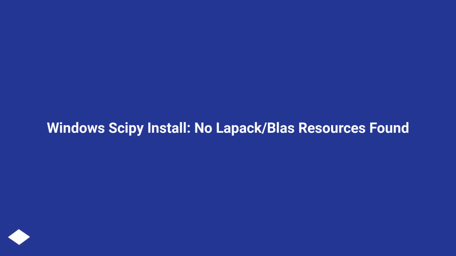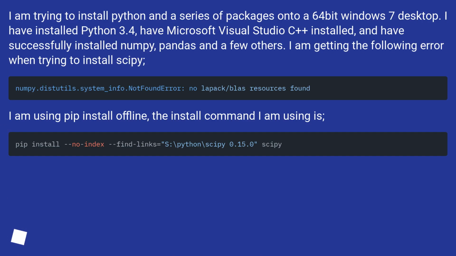Windows Scipy install, no Lapack / Blas resources found. I am trying to install Python and a series of packages onto a 64-bit Windows 7 desktop. I have installed Python 3.4, have Microsoft Visual Studio C++ installed, and have successfully installed numpy, pandas and a few others. I am getting the following error when trying to install Scipy.